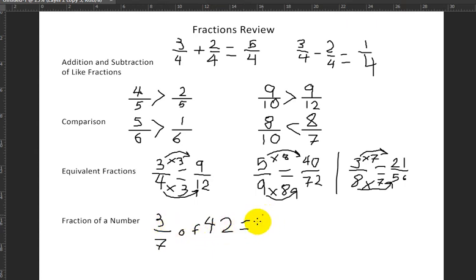What that means is that I'm going to be doing 42 divided by 7, so divided by the denominator. And then whatever I find, since I'm taking 3 of these, I'm going to multiply this by 3. So I'm going to do 42 divided by 7 makes 6, and then multiply that by 3. 6 times 3 makes 18.